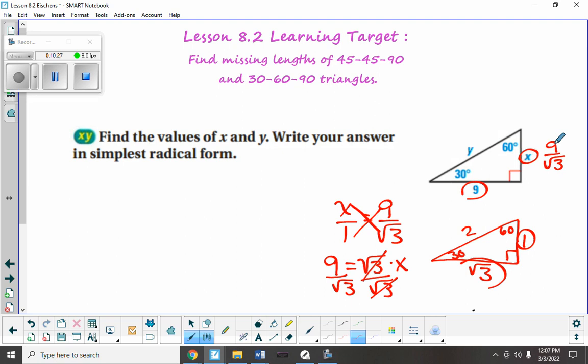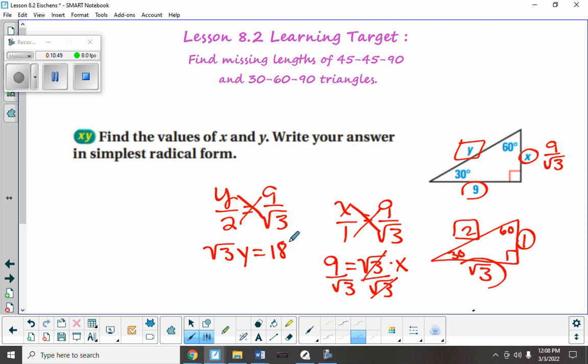Then to find the y, y corresponds to 2, the hypotenuse to the hypotenuse. And again, we'll do the bottom to the bottom, which is 9 over the square root of 3. So that gives us the square root of 3 times y equals 9 times 2, which is 18. So we'll divide by root 3, and we end up with y equals 18 over the square root of 3.